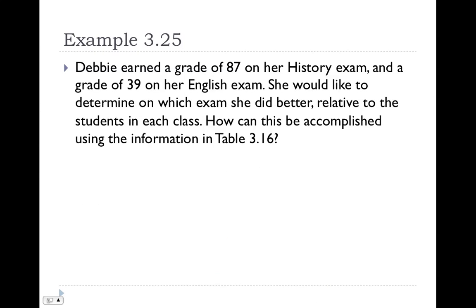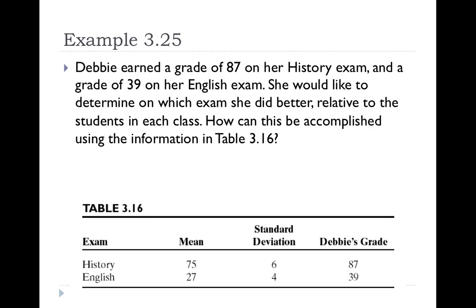Okay, so we are going to take a look at how z-scores can be calculated. Debbie earned a grade of 87 on her history exam and a grade of 39 on her English exam. 87 and 39 are raw scores. She would like to determine on which exam she did better relative to the students in each class. How can this be accomplished using the information from table 3.16? Okay, so let's take a look at the information.